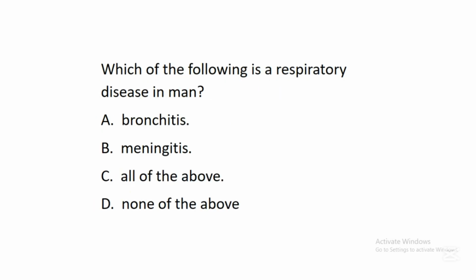The next question says, which of the following is a respiratory disease in man? A. Bronchitis. B. Meningitis. C. All of the above. D. None of the above. In this question, the correct answer is A. Bronchitis. Bronchitis means inflammation of a respiratory structure called bronchus. So when this bronchus swells, the job that it is doing will be affected negatively. When the bronchus swells, it will not function well in an organism.